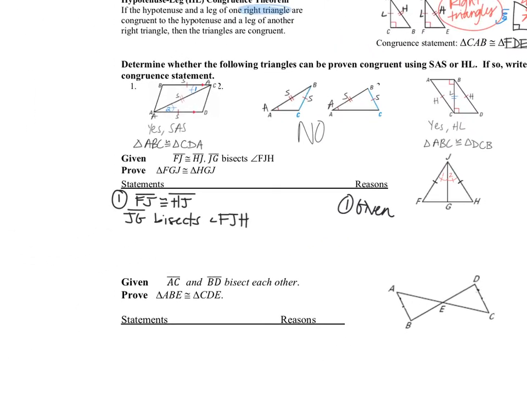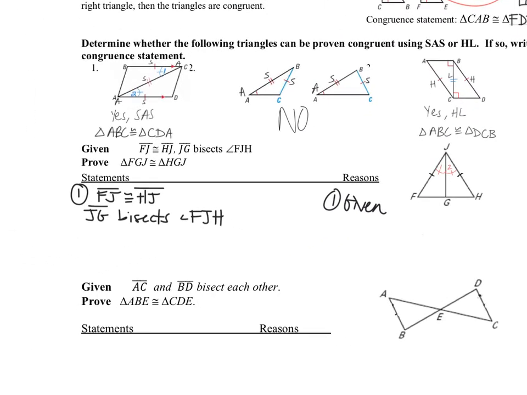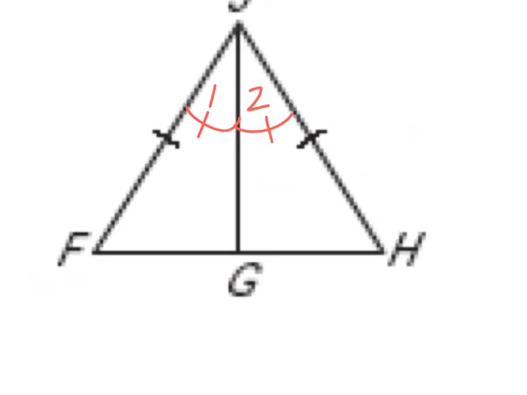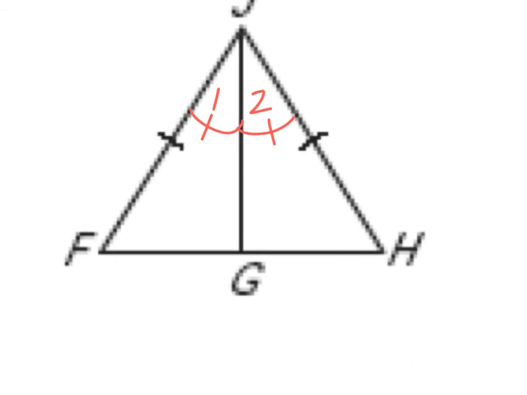So in your proof, make sure you've labeled angle 1 and 2, by the way. You've got to label it. Otherwise, I don't know what you're talking about. You're like, angles 1 and 2, and then it's not actually in your picture. Write it in.